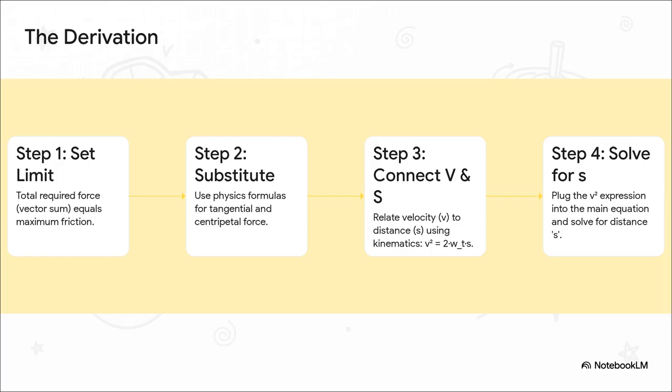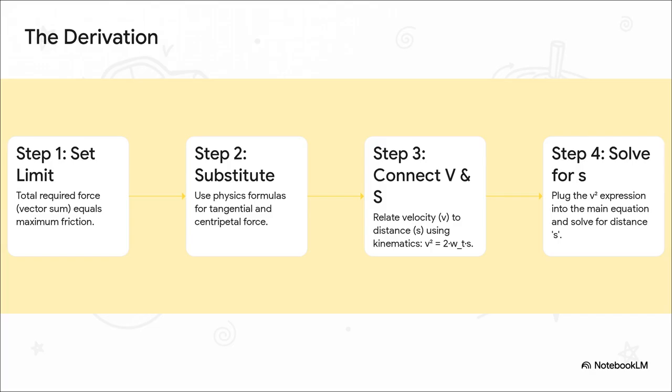Next, we substitute in the actual physics formulas for those forces. And here's something really cool. Notice how the mass of the car, m, appears in every single term? That means we can cancel it out completely. The final distance doesn't even depend on how heavy the car is, which is pretty wild.